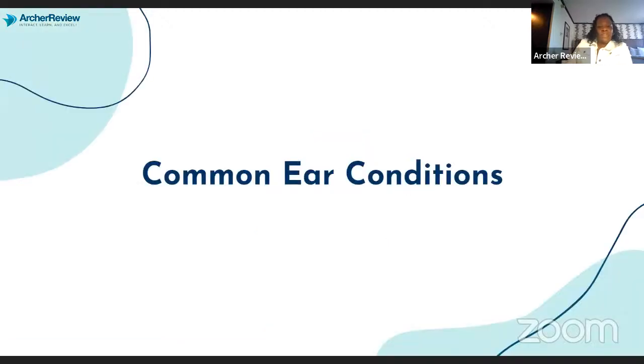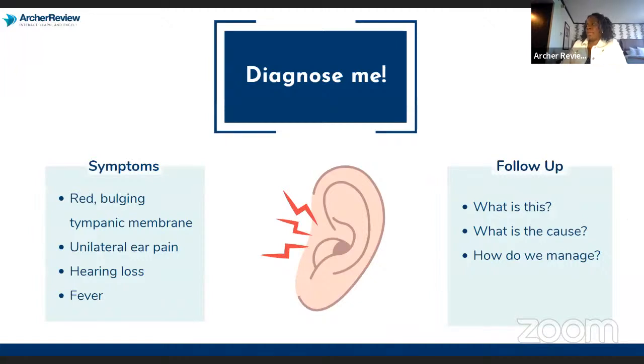What are some common ear conditions? Okay, so what would we suspect if we saw a red bulging tympanic membrane, or TM is what we abbreviate it for? What would we think if it's red and bulging?